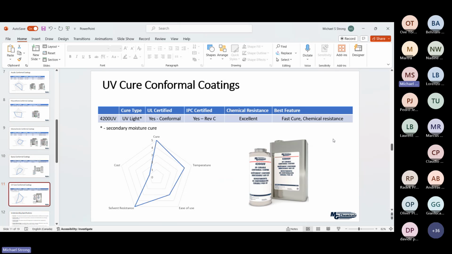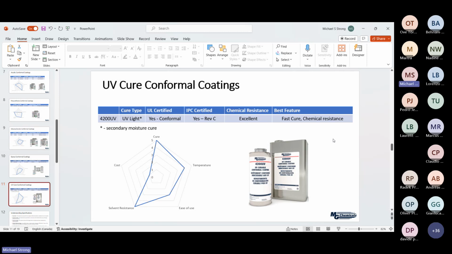Last, we'll look at the UV conformal coatings. And for that, we have just one product, the 4200 UV. Now, this does not cure either at ambient temperature or with heat. It cures with UV exposure. Now, I made a mistake actually just now because there is a secondary moisture cure mechanism. So that is for the shadowed areas where you may not get direct light exposure. There is a secondary cure mechanism where over time it will react with the moisture in the atmosphere. And that usually takes about a day, and you'll have everything else cured. So it will no longer be tacky.